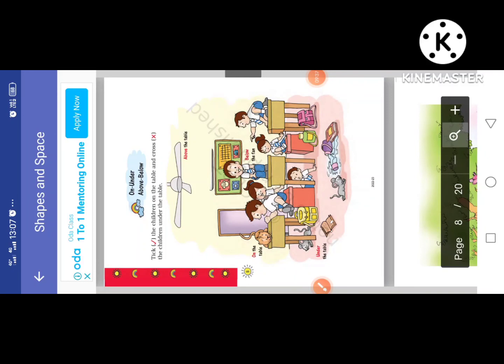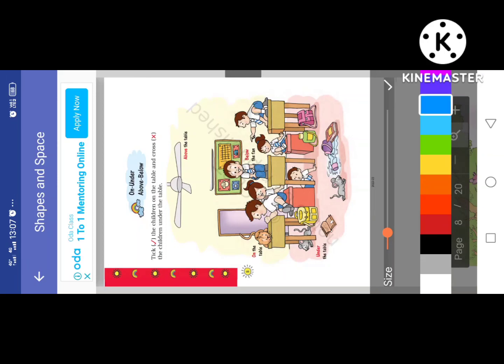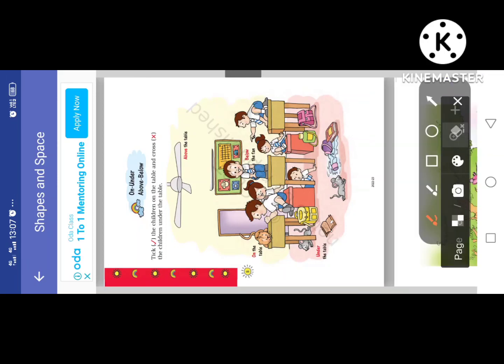On, under, above, below. Take the children on the table and cross the children under the table. So students, see here. On the table means one that is kept on the table, that is above the table. This boy is standing or sitting on the table. This boy is sitting on the desk. On means above. Under means this mouse is under the table. This boy is under the table. Okay?